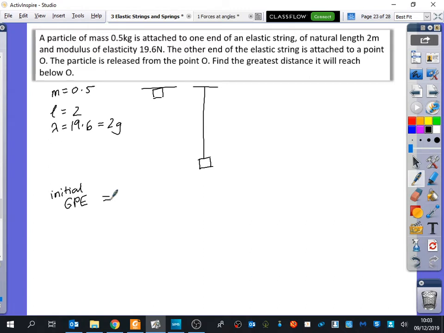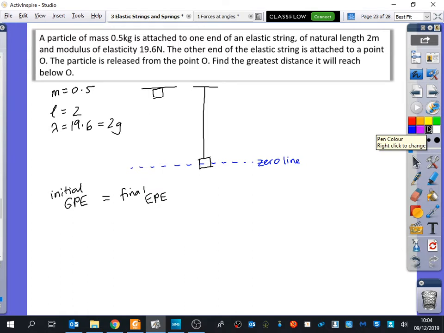Elastic potential energy. And could it have some gravitational potential energy left? It could still have some gravitational potential energy left. However, what we will probably do is set this as the 0 line. So we can say this is where it has no gravitational potential energy, and this is where it has gravitational potential energy. I guess we need to think about how we're going to describe the gravitational potential energy that it has at the beginning and at the end.